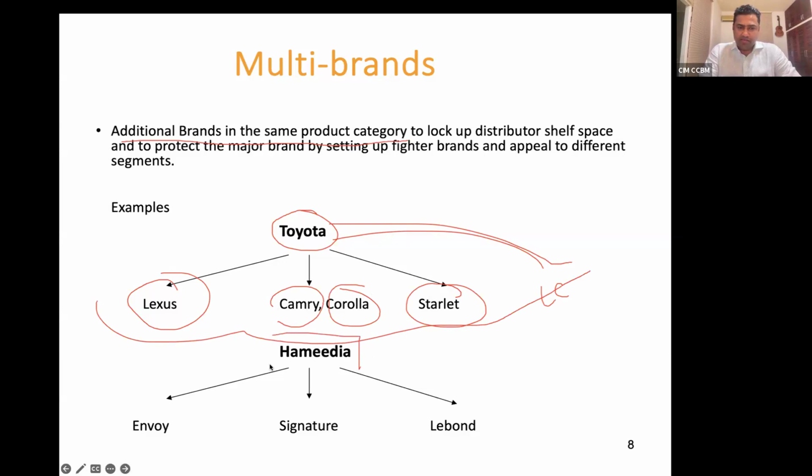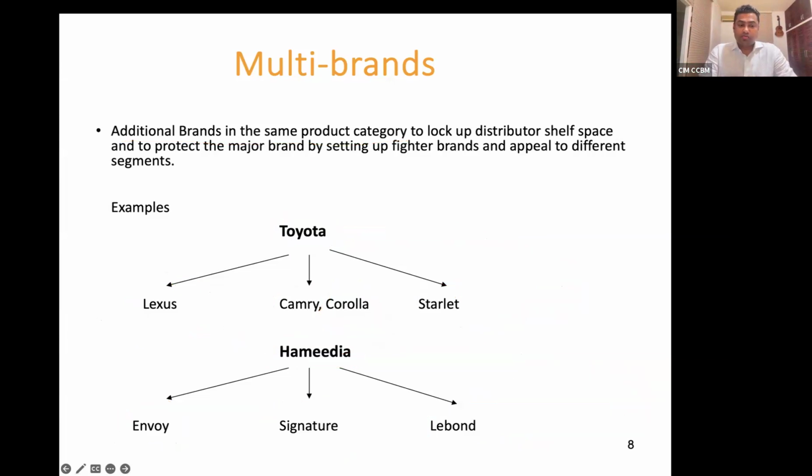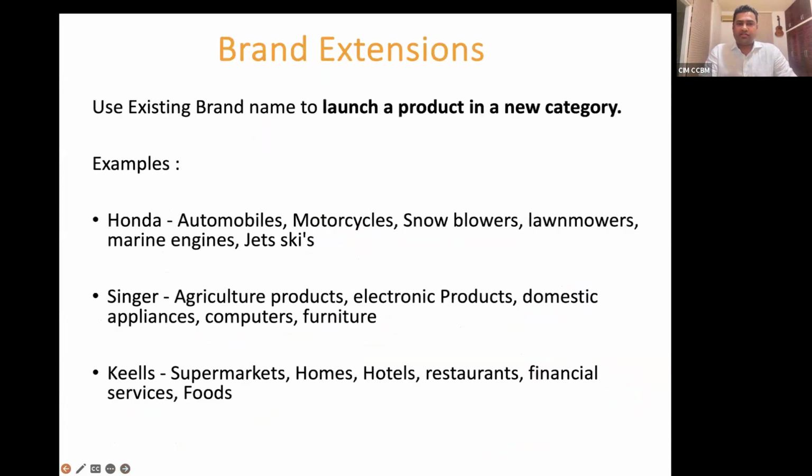If you go to Hamidia, which is a men's clothing brand in Sri Lanka, under that you get Signature brand, Envoy brand, Libon, so many other brands. Another brand called FH, their designer brand. So multi-brand, this is multi-branding. Under the same company, you find so many brands. Same thing you'll find in Unilever, Nestle, PepsiCo, multi-brands. And then you have new brands.